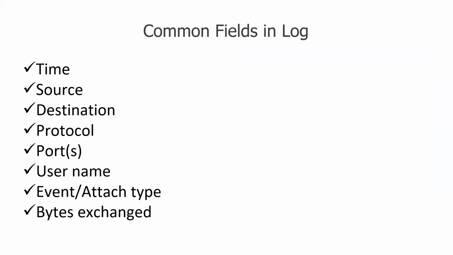So now the next thing is, what are the common fields in the log? Common fields again differ depending on the application and platform. But some of the common fields you'll see are, of course, time, source, destination, protocol, ports, username, bytes exchanged, and stuff like that.